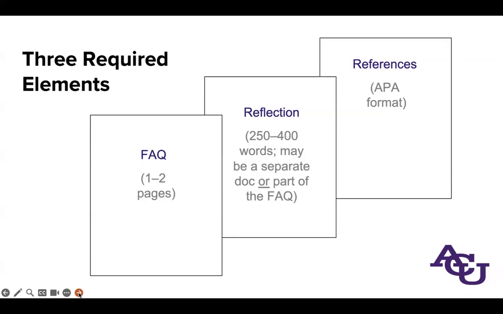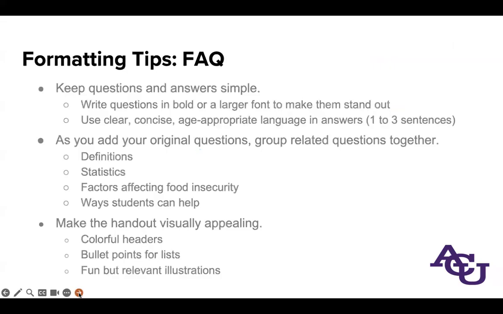So, in terms of formatting tips for the FAQ, keep it simple. Keep it simple. This is fifth and sixth graders. Write the questions in a bold, larger font to make them stand out. Keep them clear, age-appropriate language. You want to give them things that fifth and sixth graders can see, they can vibe with, they understand, they see how they can be actors, they see how they can use it, okay?